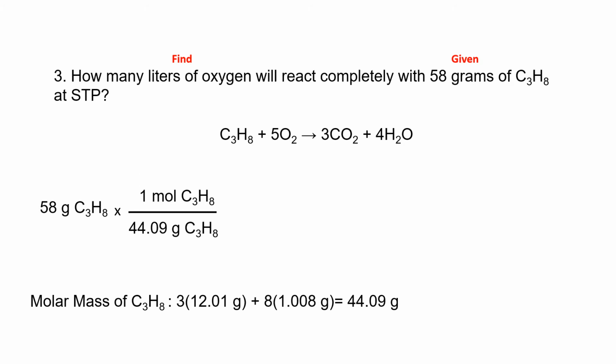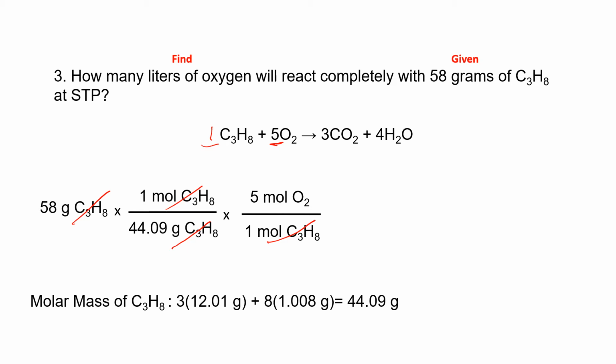So at this point, our grams of propane cancel, and we're left with moles of propane. So the next step, we want to get from moles of propane to moles of oxygen gas. So we're going to need to use our mole ratio. If you look, the coefficient for propane is 1. For oxygen, it's 5. So when we plug it in, 1 mole of propane is going to go into the denominator, and then 5 moles of oxygen gas are going to go into the numerator. Moles of propane cancel, and then we're left with moles of oxygen gas.